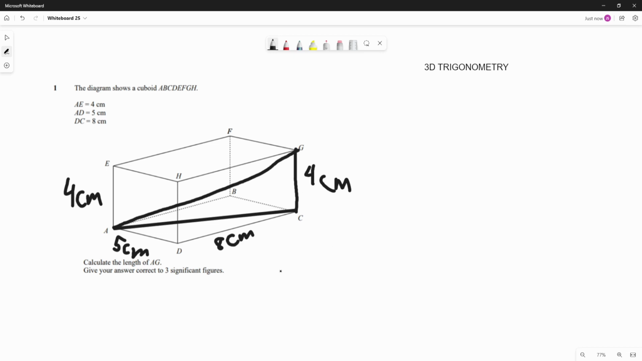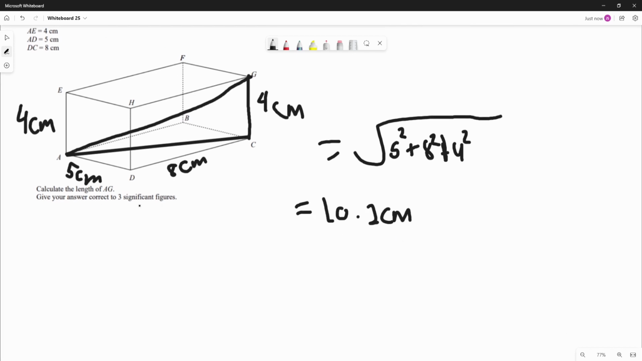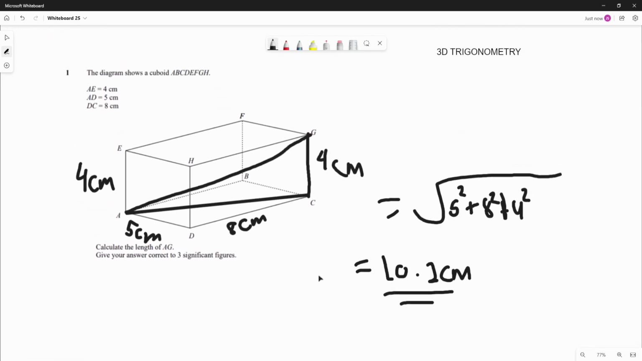So if you want to write this all in one, you're going to have the square root of 5 squared plus 8 squared plus 4 squared. 5 squared, that length, 8 squared, that length, will give us your hypotenuse. And of course, you're going to add on whatever this is, the hypotenuse, onto this, and square root it, because you're trying to find A to G, and that will give you an answer of 10.2 centimeters to 3 sig figs. Yep, that is question 1 solved, and let's go on to a harder one.